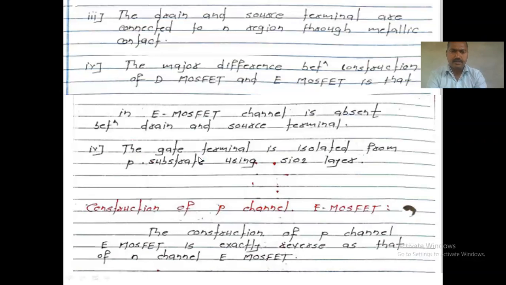So see, the major difference between the construction of DMOSFET and eMOSFET is that in eMOSFET the channel is absent. I already told you the concept of channel. What do you mean by channel? Tell me. Anyone tell me? What do you mean by channel? Or why is it needed in case of your DMOSFET or eMOSFET or JFET?